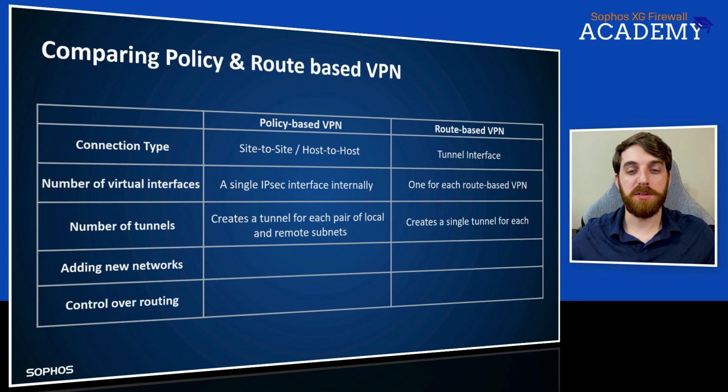For the number of VPNs, policy-based comes ahead on that, where it creates a tunnel for each local and remote subnet. So if you have two local subnets in the policy-based VPN and one remote, you're going to end up with two security associations. If you have five local subnets and five remote subnets, then you'll end up with 25 security associations. Those security associations each have their own tunnels inside of the main phase one tunnel. This causes a little bit more overhead and utilizes more resources.